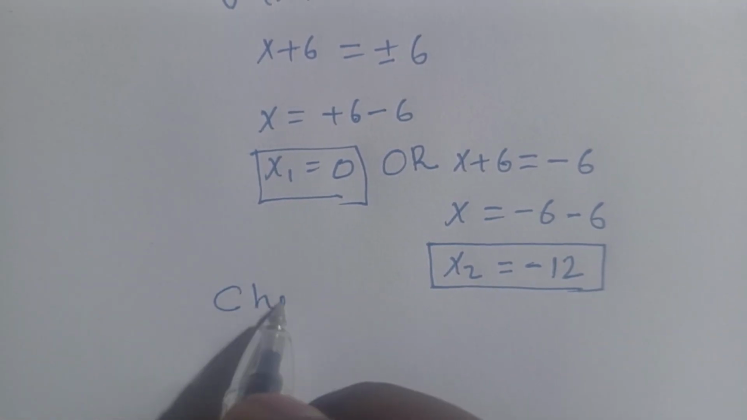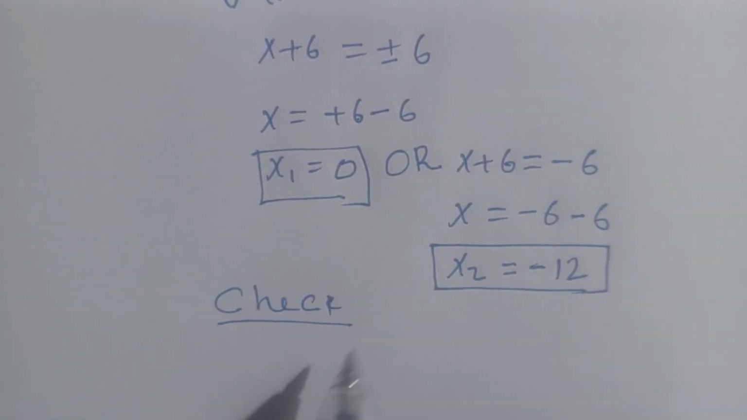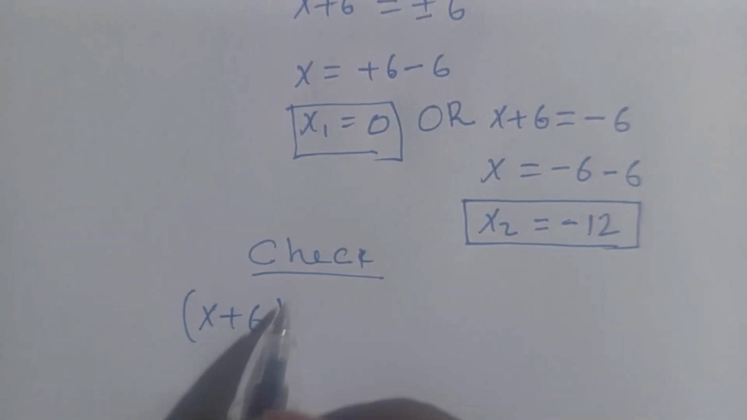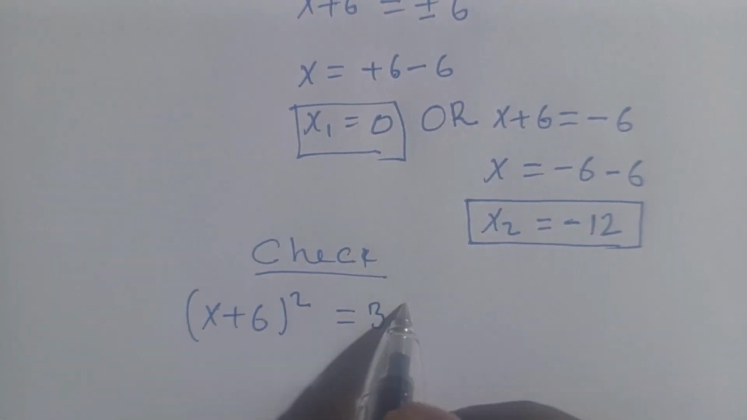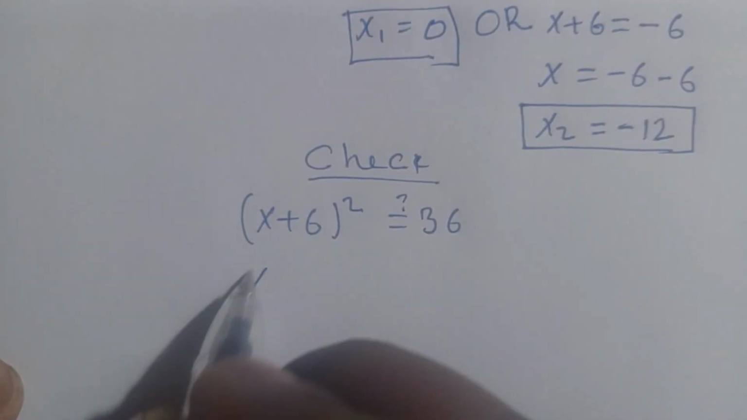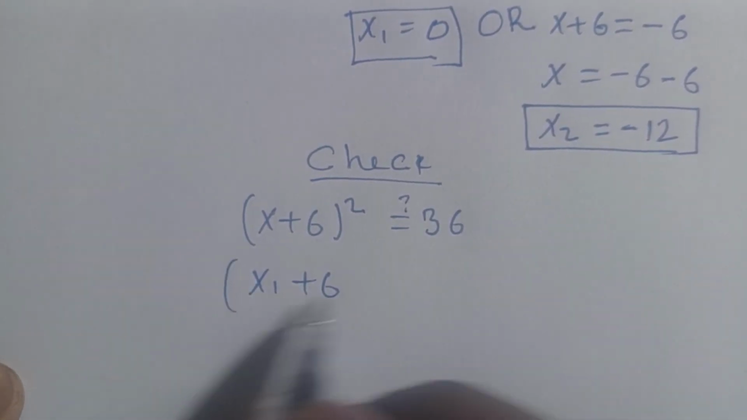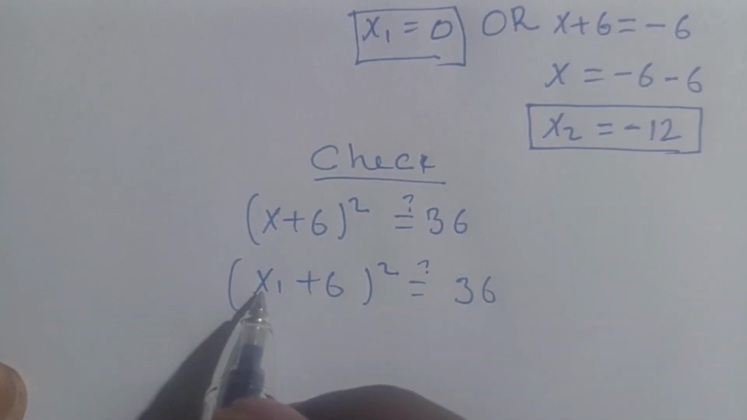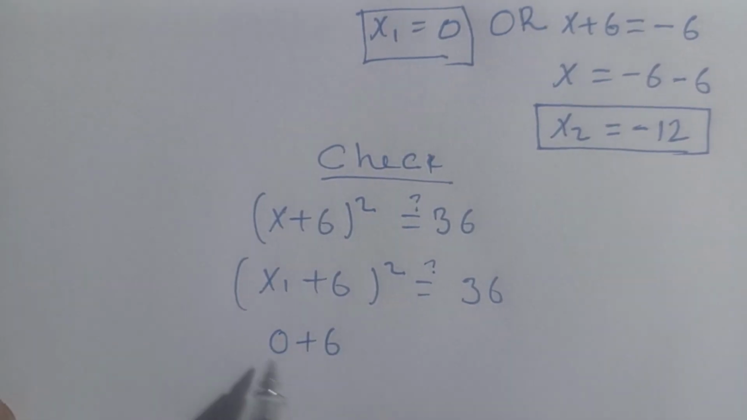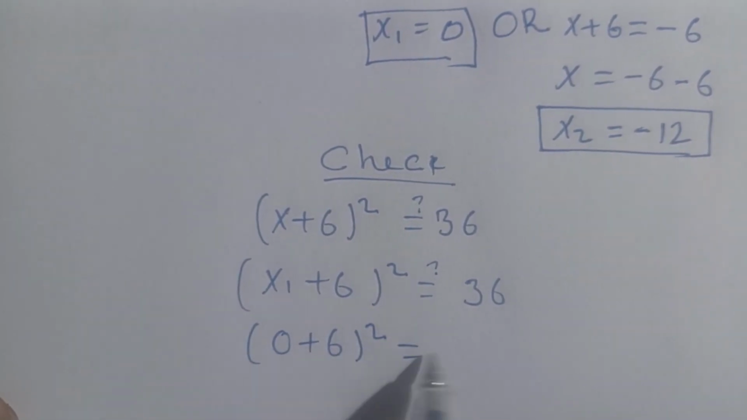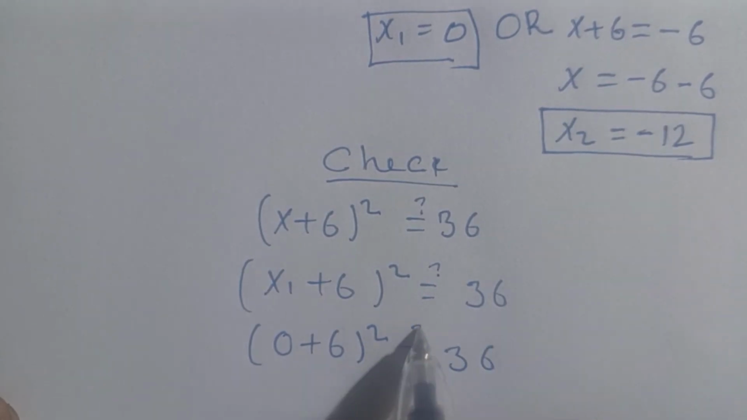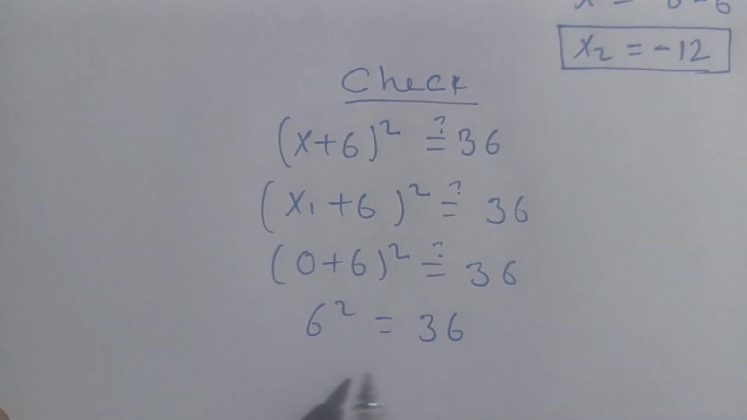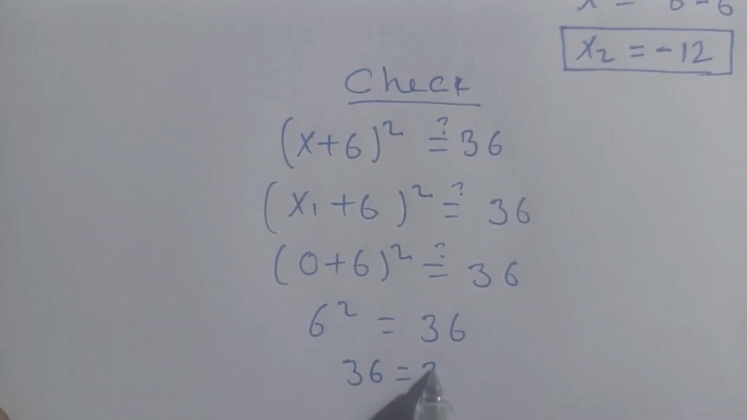Check it. (x + 6)^2 = 36. For x1 = 0: (0 + 6)^2 = 36. 6 squared equals 36, so 36 equals 36.